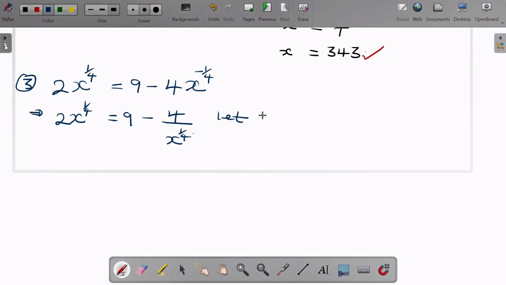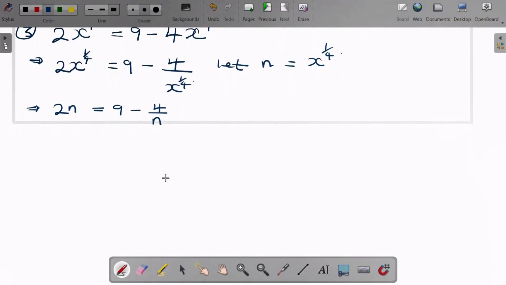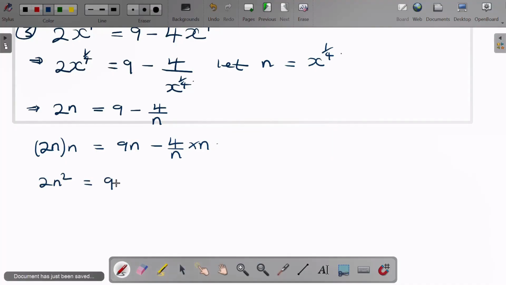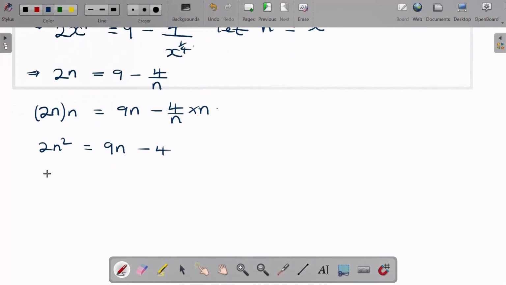We can now let n equal x raised to the power of a quarter, implying that we are going to have 2n equals 9 minus 4 divided by n. So we are going to multiply by n throughout. So 2n multiplied by n equals 9n minus 4 over n, but multiplied by n. On the left hand side, we have 2n squared equals 9n minus 4. We can arrange this to form the quadratic equation: 2n squared minus 9n plus 4 equals 0.